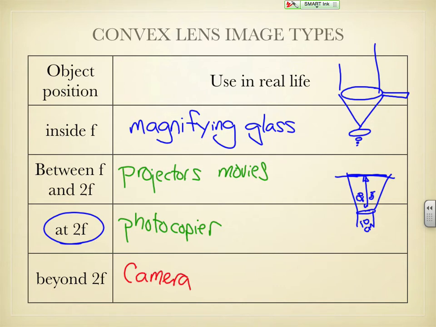If I took a picture of you with my camera, your whole body could fit on the little sensor that's in the camera. Is the sensor bigger than you or smaller than you? Smaller than you. So that means I must make you smaller. So most cameras are beyond 2F because you're going to get smaller on the little sensor back there.